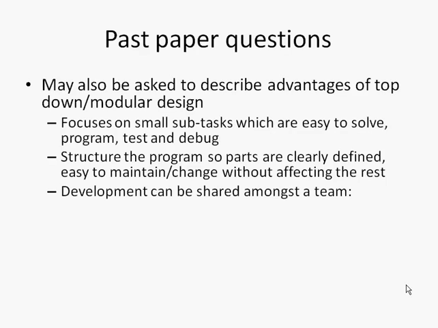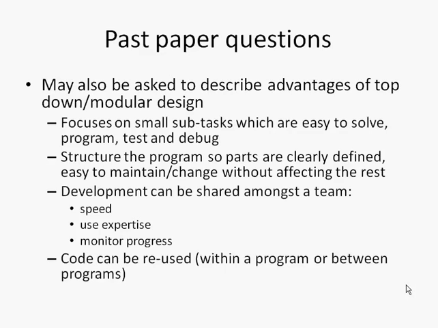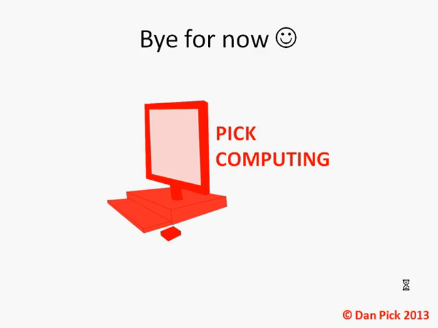Development can be shared amongst the team. This improves speed of development, and we can use the particular expertise of one programmer on a module that they might have some past experience in. Managers can monitor progress more easily because individuals are working on separate components. And code can be reused, and that could be within a program. So if something happens more than once within a program, the code can be reused, but that reusable code could then be imported into another program and reused in there.